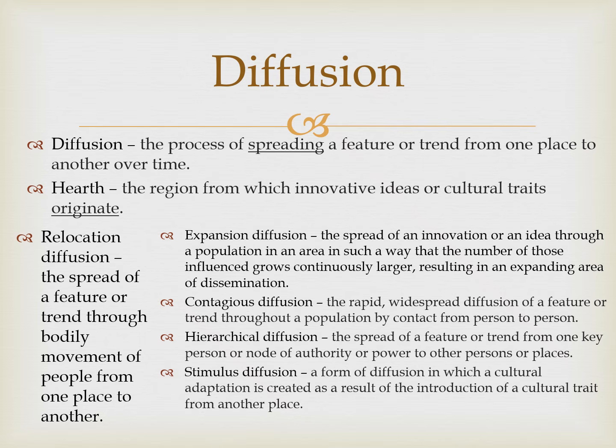But knowing where something began and that it moved or diffused from there doesn't tell us how it diffused. There are different ways that a feature or trend will spread from place to place over time. The two major types of diffusion are relocation diffusion and expansion diffusion.